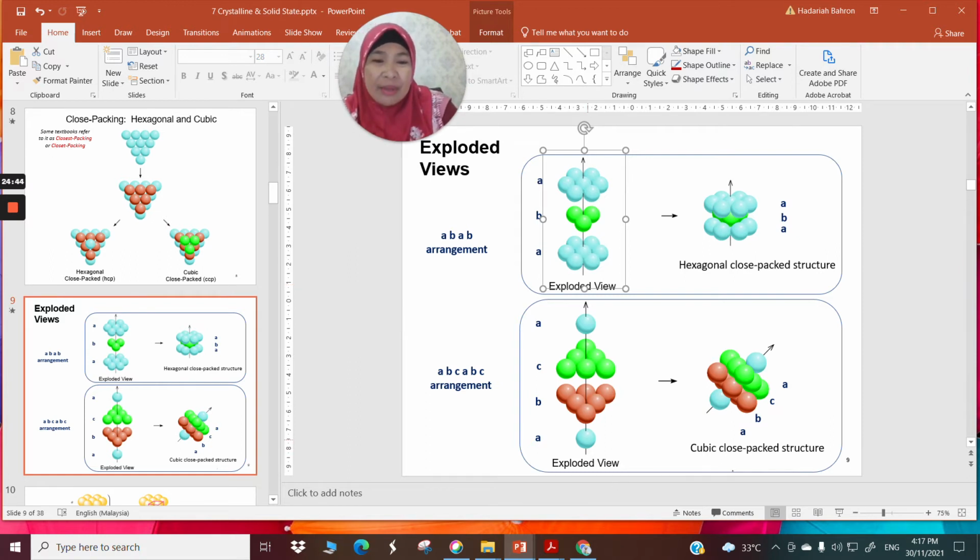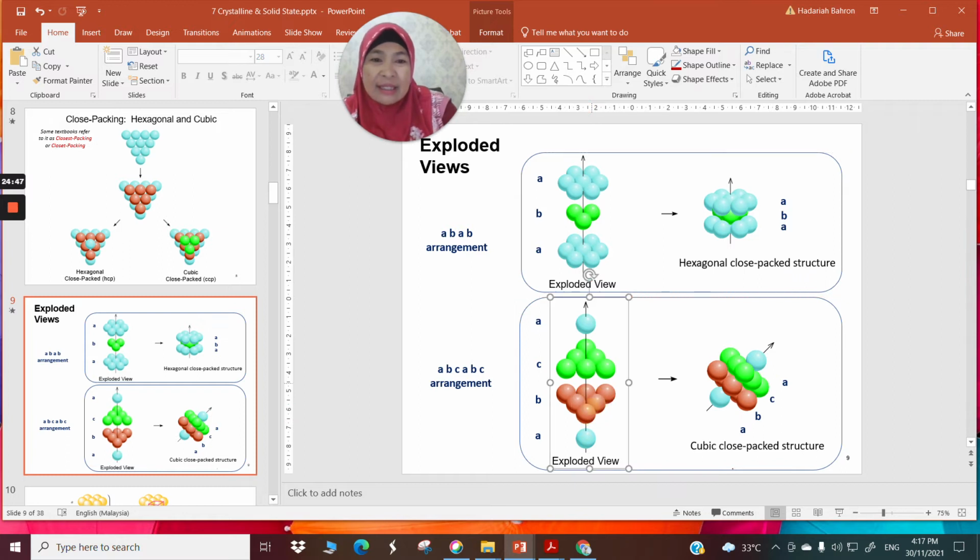But if you have A, B for the second layer, C for the third layer, and only the fourth layer you're going to repeat A, so it's A, B, C. Can you see the difference between the orientation of the layer B and the layer C? In layer B, the corner of your triangle is facing me, whereas in layer C, the corner of your triangle is facing you, the other side, if we are in the classroom. So if you have ABC arrangement, you are going to get what is called the cubic close pack structure. So that is the exploded view.